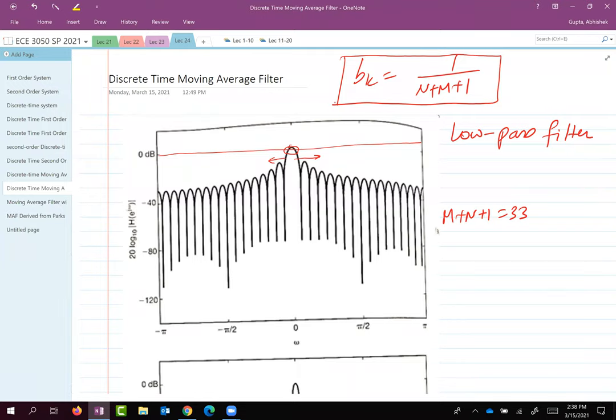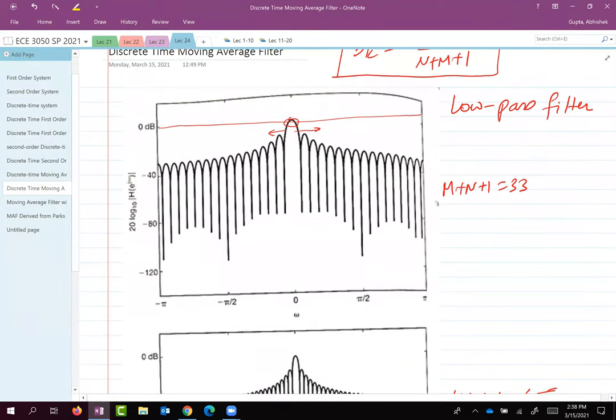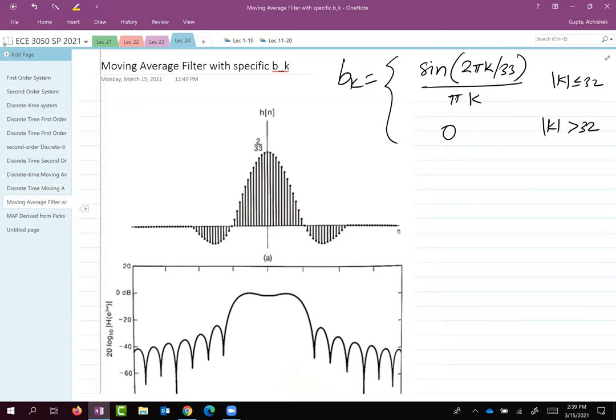I can pick whatever BK I want to pick. For a very simple choice of BK, I get some low pass behavior, but I see that it filters pretty much all the frequencies except something in a very small range around zero. Here we have another choice of BK, which is sine of 2 pi k over 33 over pi k for absolute value of k less than or equal to 32, and it's zero for k greater than 32.